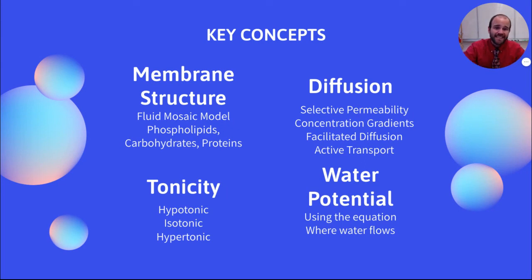We talked about tonicity, which is based on that concentration gradient, which way will water flow. And remember, that's going to create either a hypotonic, an isotonic, or a hypertonic solution. And finally, we talked about water potential, which way will water flow, and we analyzed the equation to figure out which way water will flow. Those are your 4 big things you should take away from this lecture.